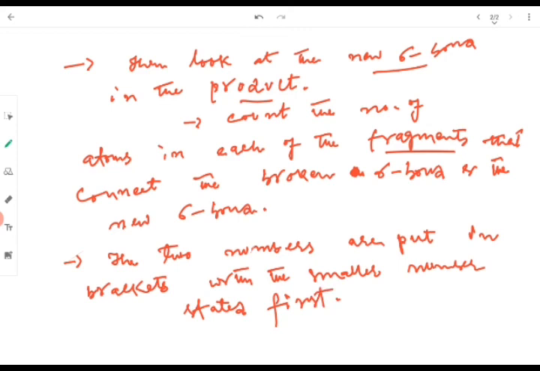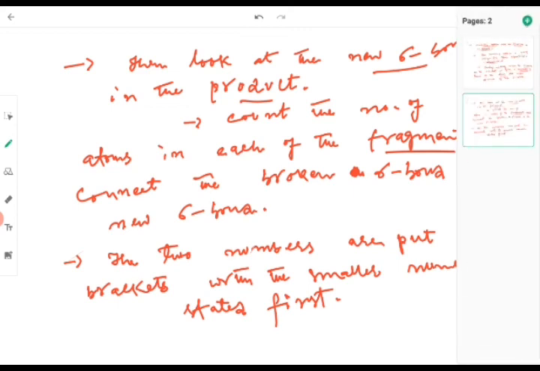This is how you have to give the numbering to the sigmatropic rearrangements. ऐसे आपको समझ नहीं आएगा. Let me give you some examples.